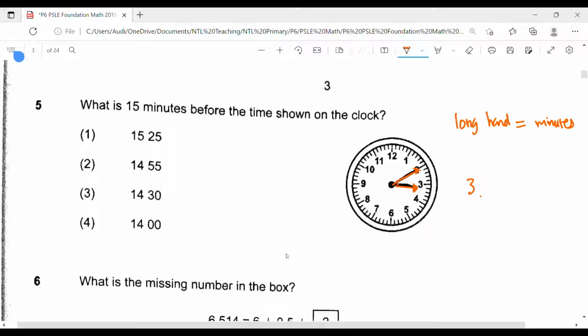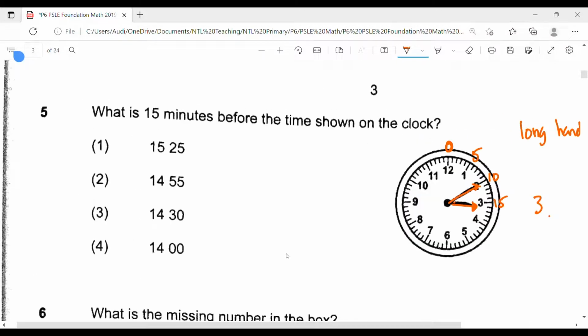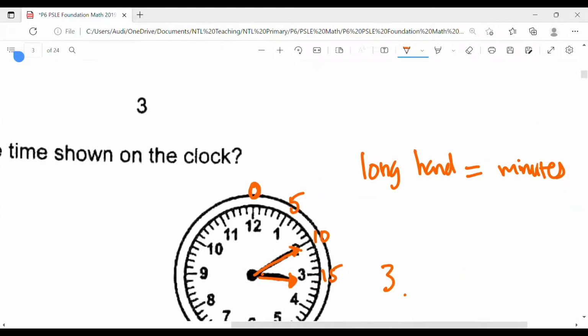You always start at number 12. This is 0. Then you go 5, 10, 15. You say the 5 times table, okay? Why do you say the 5 times table? Because each big division is 5. 1, 2, 3, 4, 5. See? Each line is 1 minute. And then you see here, this is 5 minutes. So you just use your 5 times table.